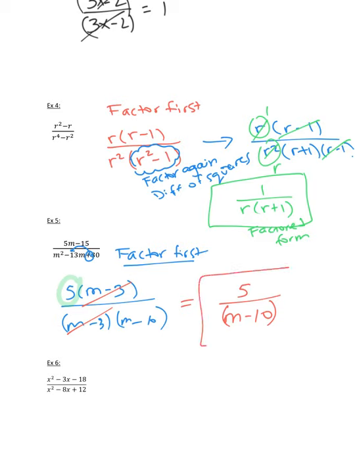So that's it. Now, if you want to put the parentheses on m minus 10, you can. You don't have to. The parentheses are optional. So you could leave it 5 over m minus 10 like that, or you could insert the parentheses. All right, and we'll be working on these in class today also, and continue with this tomorrow.